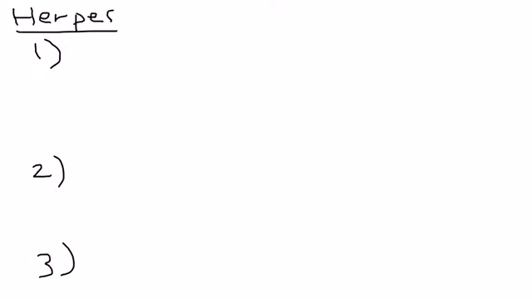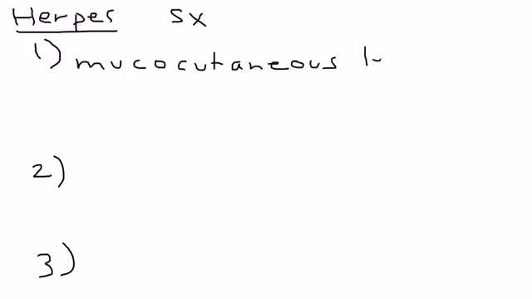So there are three types of herpes infections that I wanted to touch on to give you an illustration of what this is like in terms of signs and symptoms presentation. The first one is a mucocutaneous lesion, and these lesions commonly occur on the mouth or the lips or the conjunctiva or the cornea.